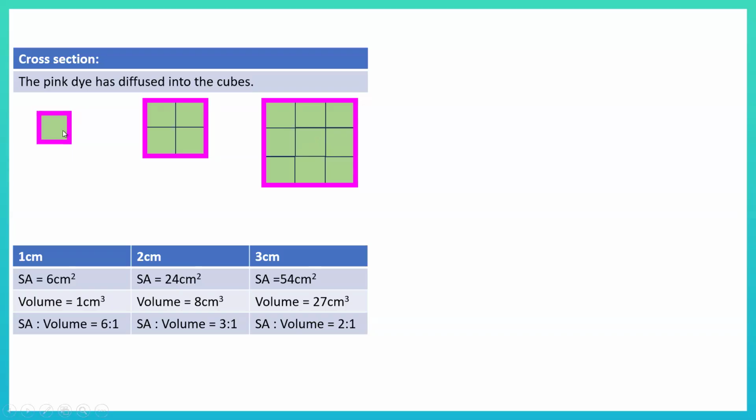It's really hard to diffuse something into the middle of a big organism. That's why we need lungs and a digestive system, for example, to help with that exchange of substances.